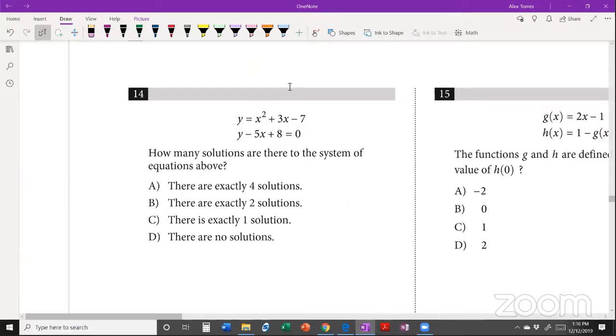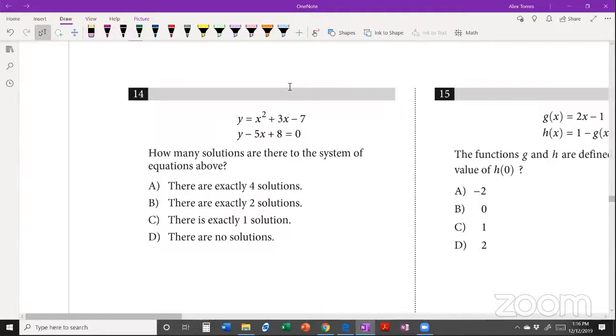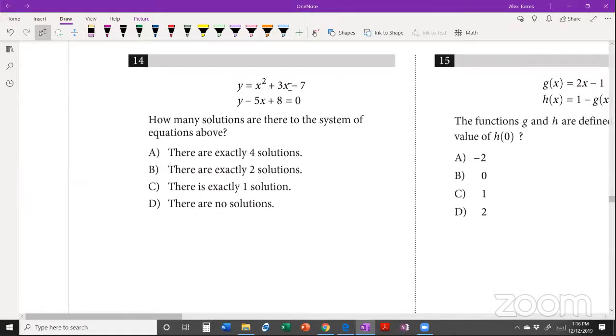Number 14 is giving us a situation and asking us how many solutions. So there's a couple things going on here that are really pervasive trends on the SAT. First of all, we're talking about an intersection. Because if I give you two functions and I say, what are the solutions? I'm really saying, where do they intersect? So for an intersection, we get both in the y equals format and set them equal.